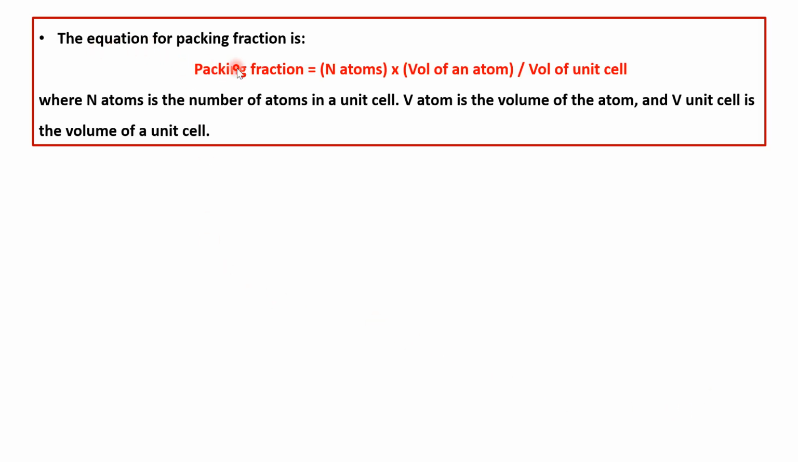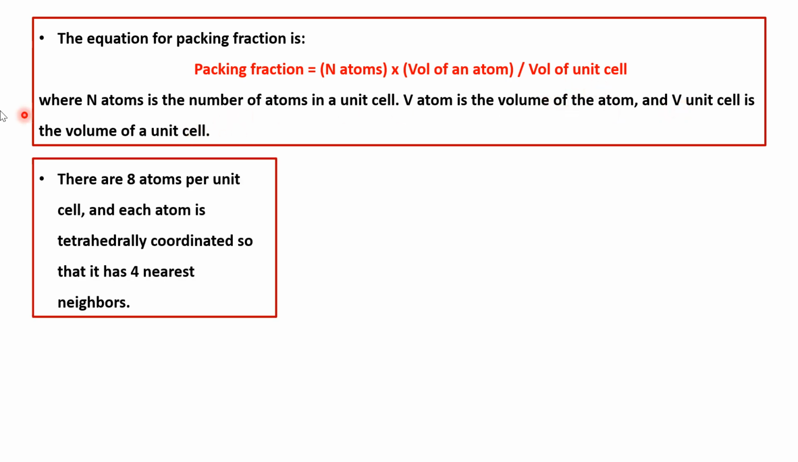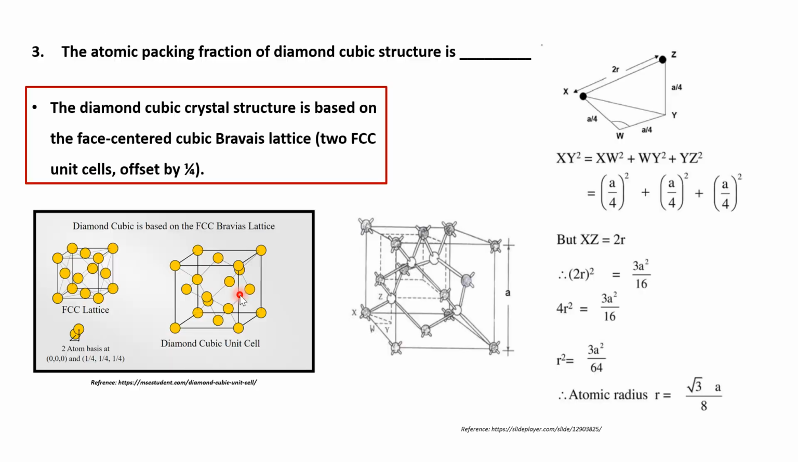Now what will happen? So first, what is packing fraction? Packing fraction is given by the equation: number of atoms times the volume of one atom divided by the volume of the entire unit cell, where n is the number of atoms in the unit cell and V is the volume of the atom. So that is this particular equation. And again, I'll go back to this figure.